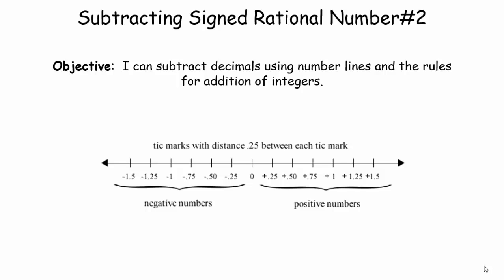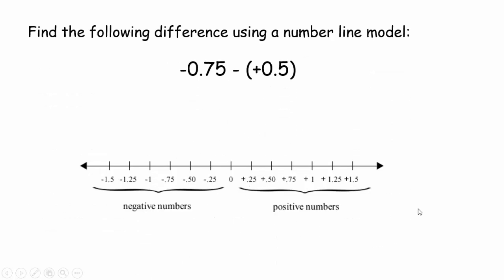You remember, anytime we're talking about subtracting signed numbers, step one is to rewrite as an addition statement, then we fall right back on using those rules for addition of integers. Find the following difference using a number line model. Okay, so it's negative 0.75 minus 0.5.